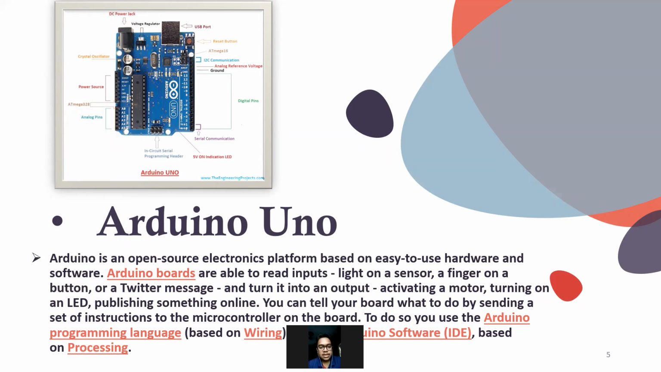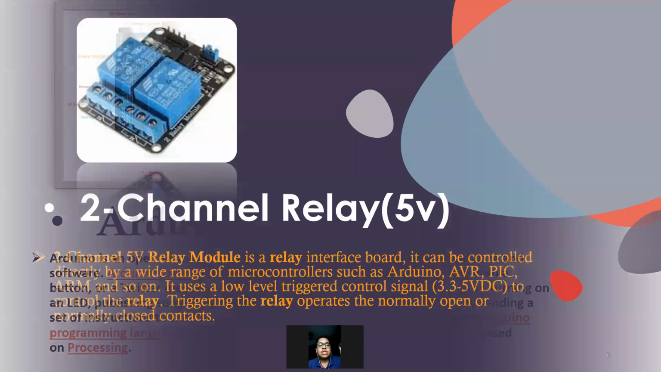Arduino is an open source electronics platform based on easy to use hardware and software. Arduino boards are able to read inputs, light on a sensor, a finger on a button, or a Twitter message, and turn it into an output, activating a motor, turning on an LED, publishing something online. You can tell your board what to do by sending a set of instructions to the microcontroller on the board. To do so, we use the Arduino programming language based on wiring and the Arduino software IDE based on processing. So this was about the Arduino.